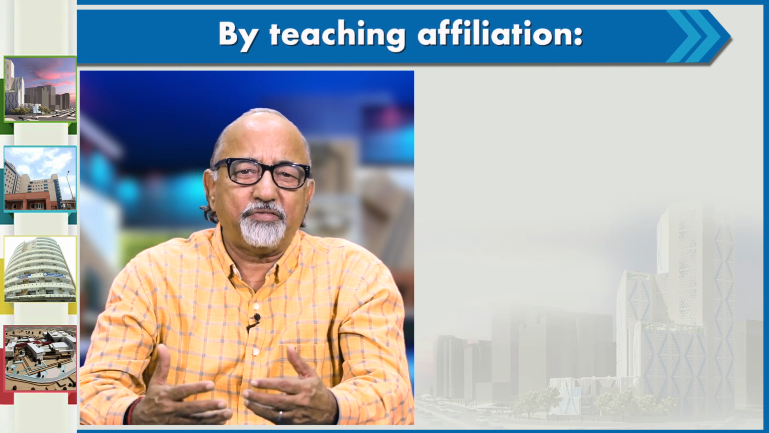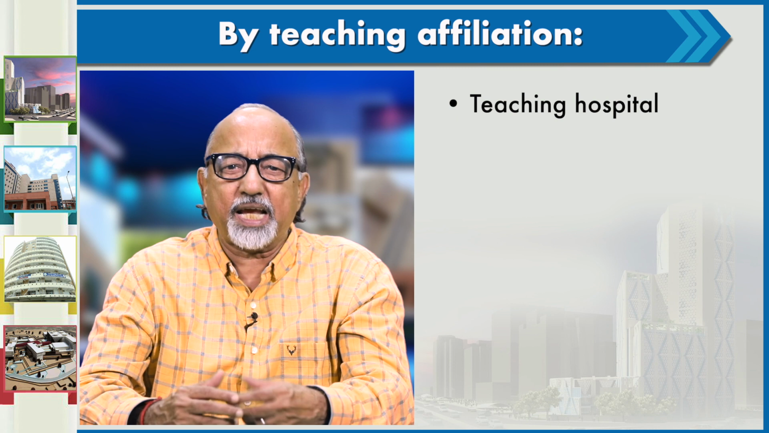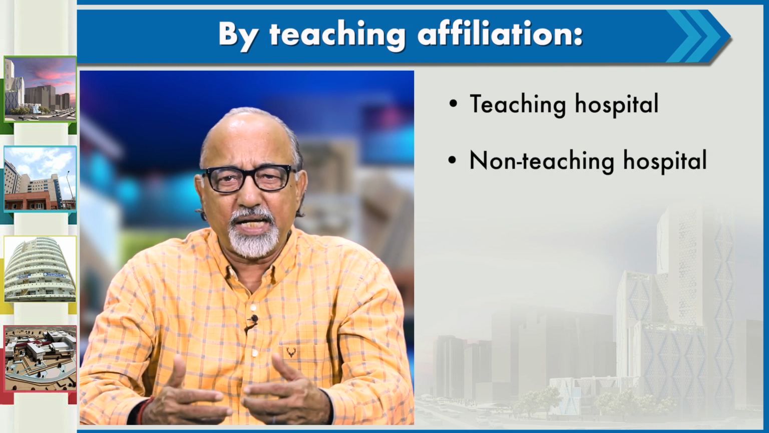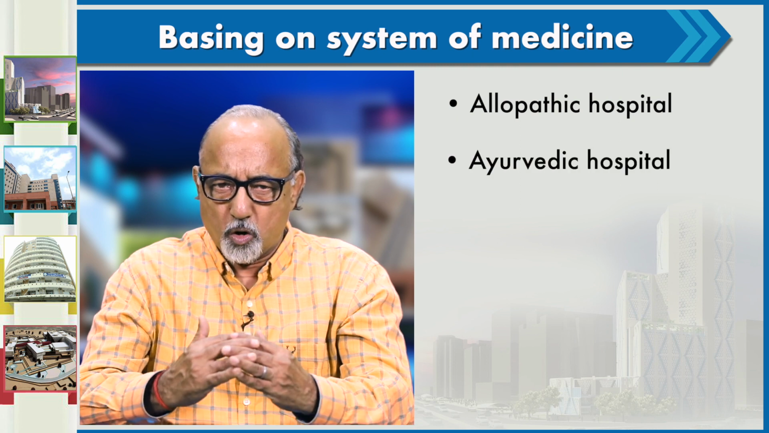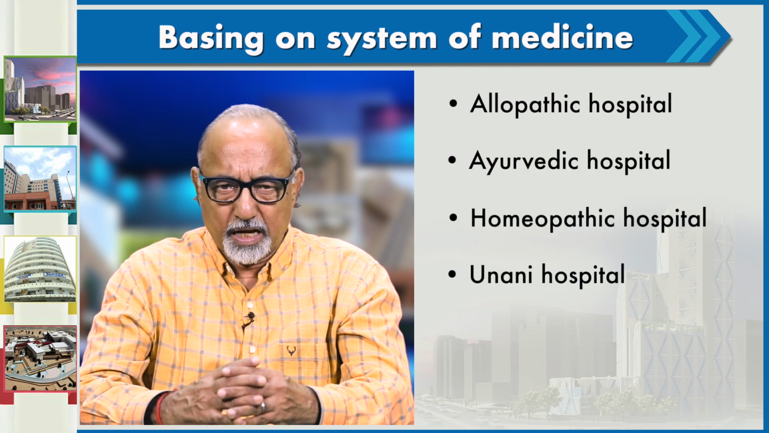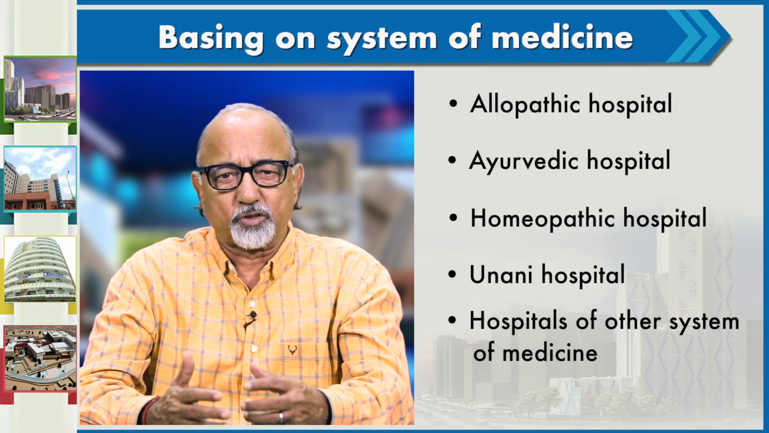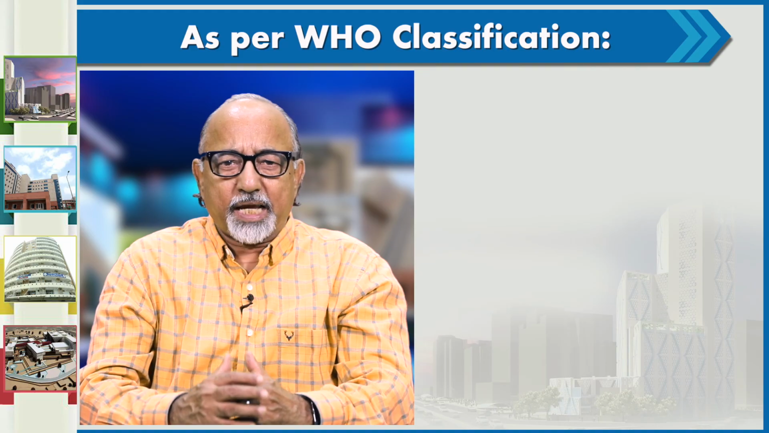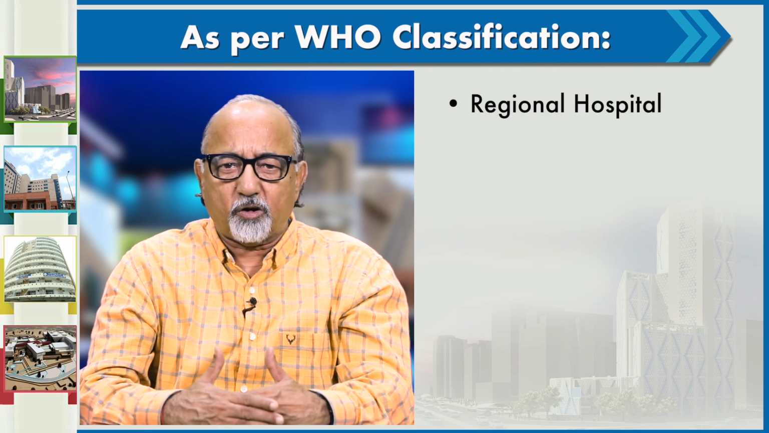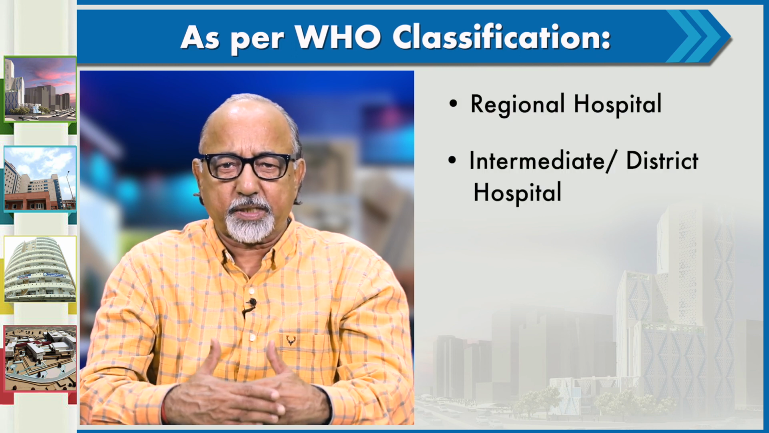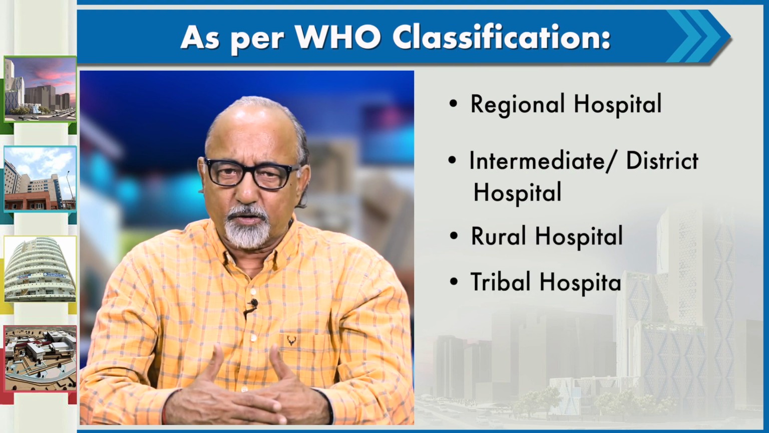By teaching affiliation, we have teaching hospitals and non-teaching hospitals, and based on the system of medicine which the hospitals are serving, they could be allopathic hospitals, Ayurvedic hospitals, homeopathic hospitals, Unani hospitals, or hospitals with other systems of medicine. Based on regionality, we classify hospitals as per the WHO classification, which is regional hospital, intermediate or district hospitals, rural hospitals, and tribal hospitals.